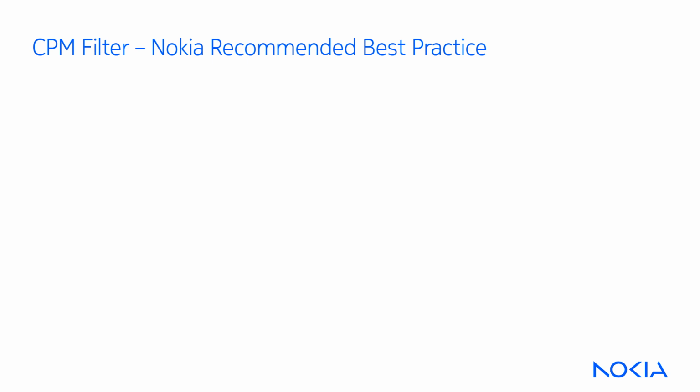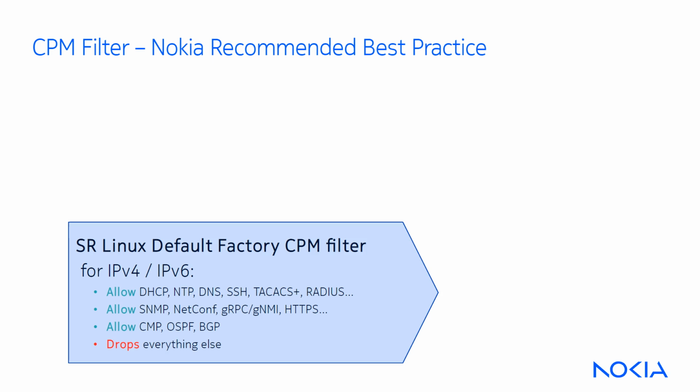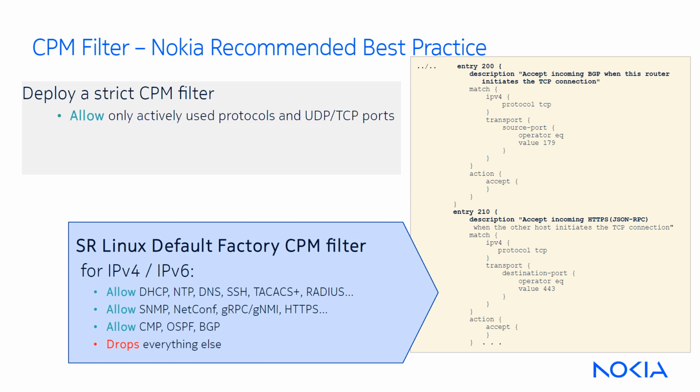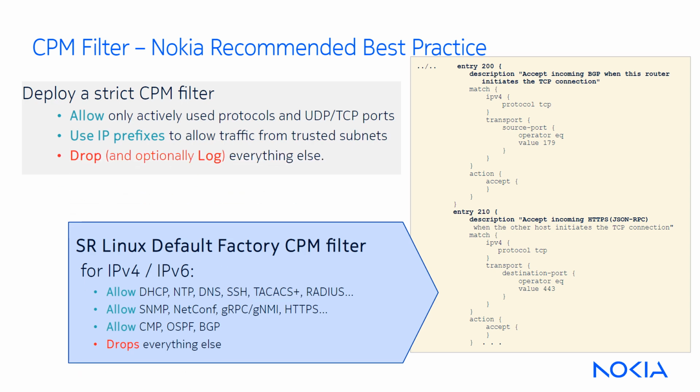CPM filters are an essential security component that should be implemented on every network equipment. By default, SR Linux comes with a CPM filter with dozens of entries, of which just 2 are displayed here. But it would include applications or protocols such as DHCP, OSPF, and BGP. These entries should be customized just like you would change the default factory admin password. Nokia recommends implementing a strict CPM filter, which allows only protocols and applications that are used and traffic that is coming only from trusted sources. Everything else should be dropped and optionally logged to trace rejected traffic flows.